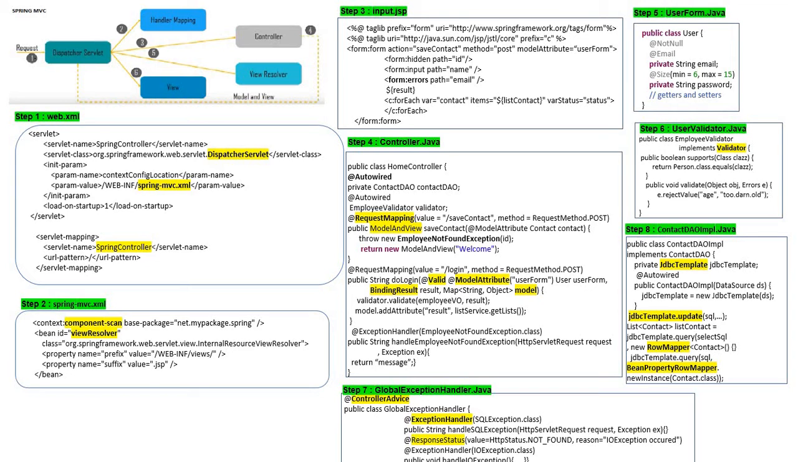What are the different configurations we need to do for a request to handle the request? How to handle exceptions in the Spring world? How to connect to a database in the Spring world? And how to validate any form? How to do any validations in Spring MVC world? So these are the different topics I am going to discuss.